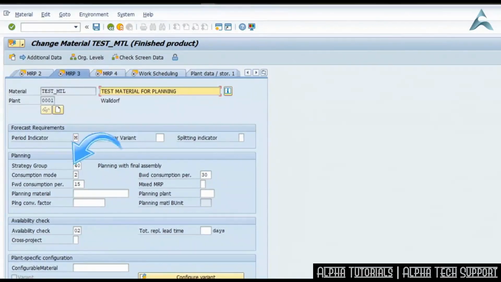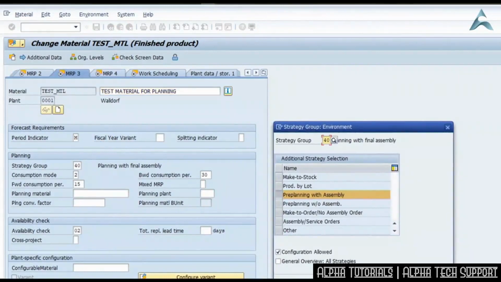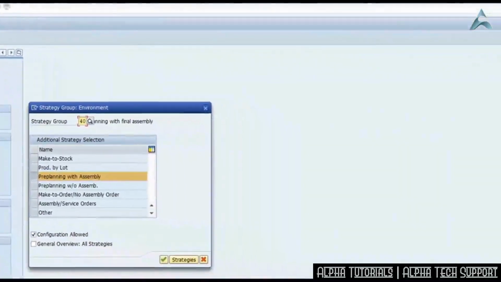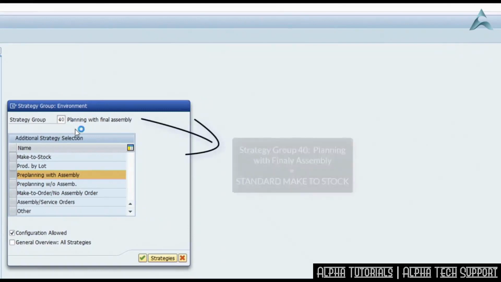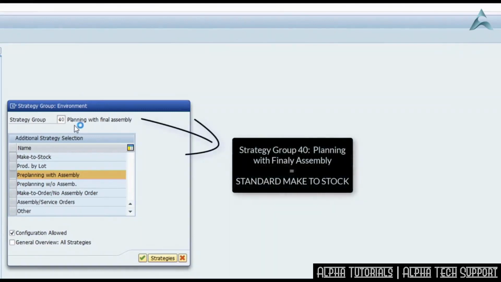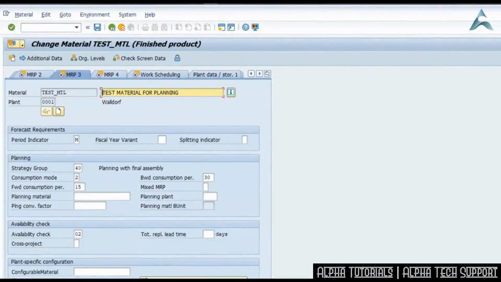To do that, we must set the strategy group. You'll notice there are many options, and I'm not going to go into all of them. Again, right now we just want to focus on the two most common demand planning strategies, that is make to stock and make to order. And the strategy group for make to stock, standard SAP make to stock, is strategy group 40, planning with final assembly. But the strategy group is not the last attribute that we need to make sure is set correctly.